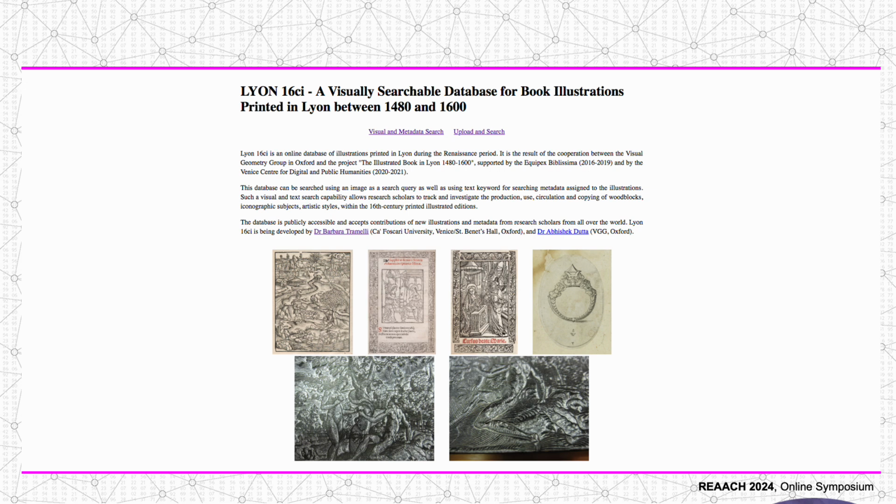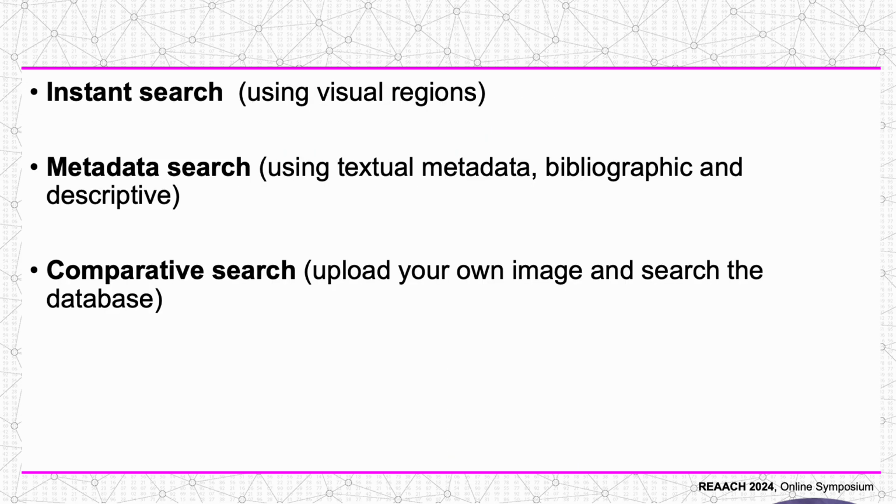That is the Lyon 16 CI, which is publicly accessible and accepts contributions of new illustrations and metadata from expert and research scholars interested in early modern printed illustrations. It contains a selection from the collection of around 10,000 images. The VISE software has already been utilized for different projects on book illustrations, which I will mention later, and it proved especially useful in order to retrieve images with different kinds of search.